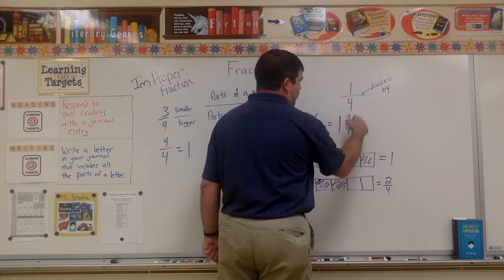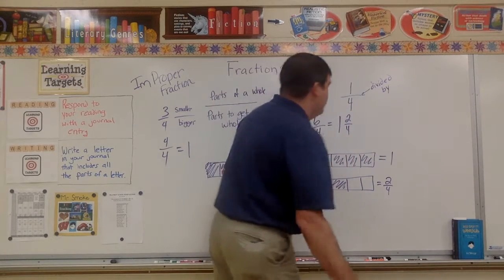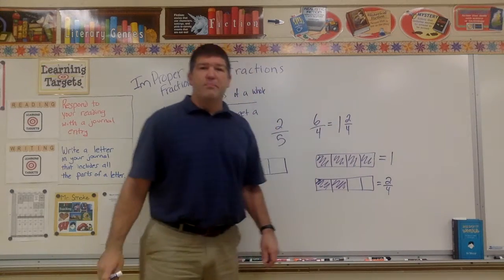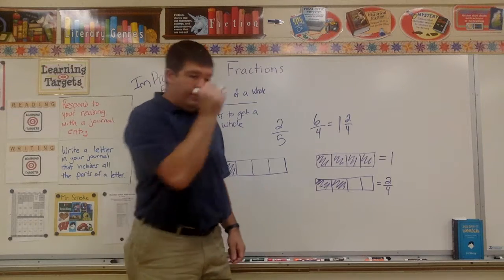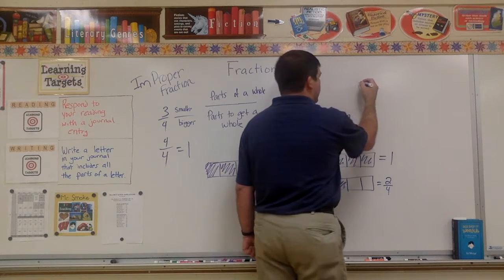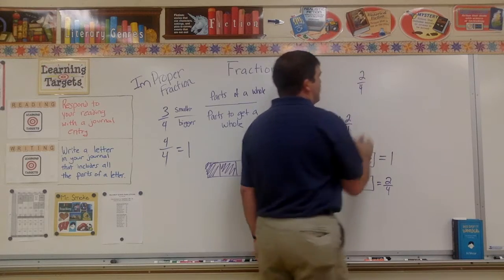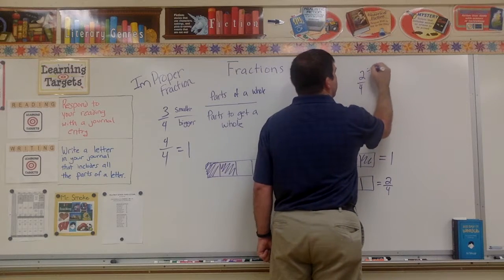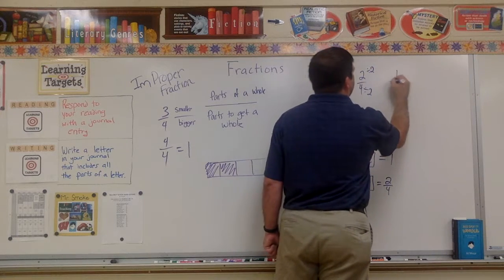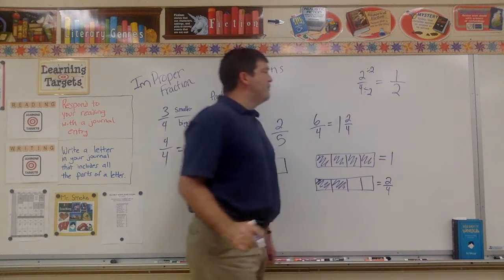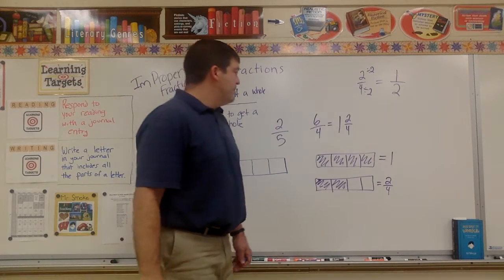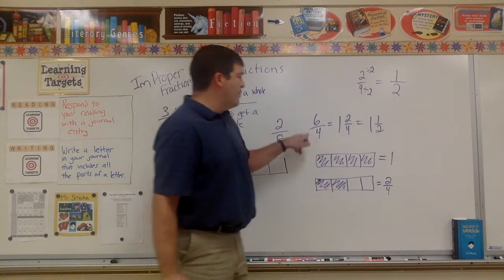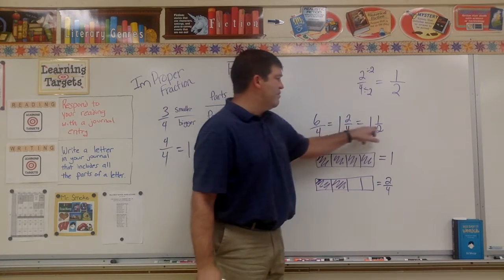Now, this 2 fourths could be simplified or reduced. Okay? So I could go 2 and 4. I want to find a number that goes into each of those. I know 2 goes into each of them, so I divide each by 2. That's 1 half. So 2 fourths is the same as 1 half. You just simplified it. So 1 and 1 half. So 6 fourths is equal to 1 and 2 fourths, which equals 1 and a half.